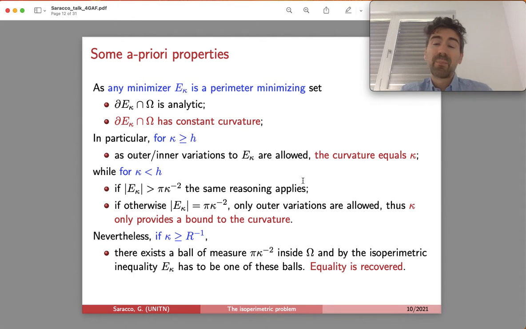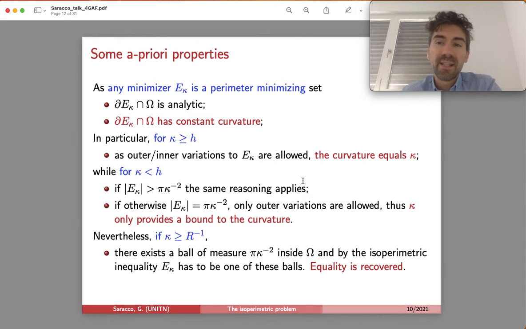If otherwise kappa is strictly less than the Cheeger constant, again, you can do inner and outer variations if your minimizer's volume is strictly greater than the lower bound we're asking on its volume. But if you have equality, you're only allowed to make outer variations to compare the energy. And thus, you only get a one-sided bound on the curvature.